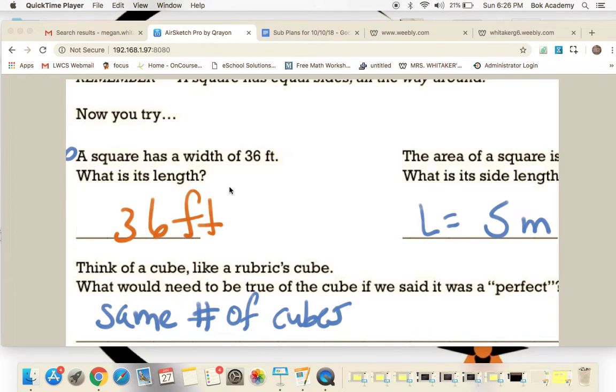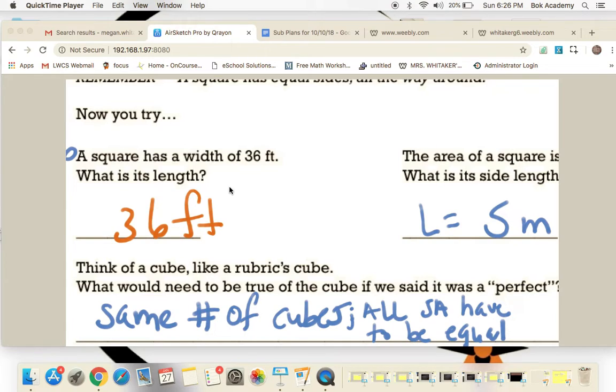Same number of cubes, and all the surface areas have to be the same, have to be equal. So the length has to be equal to the width, which has to be equal to the height, for it to be a perfect cube.